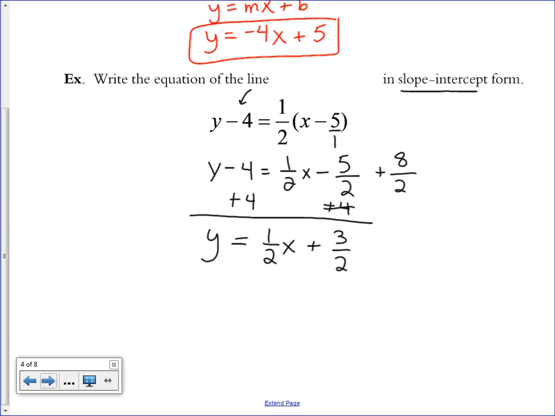And that is slope-intercept form, right? It has y equals, it has the m value, and it has the b value. If the step that confused you most was adding that fraction to the other side, or adding 4 and then having to get a common denominator, that's a whole separate thing to review, and we can work on that another time.